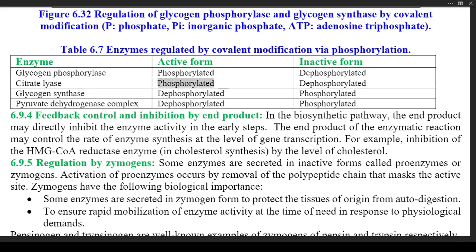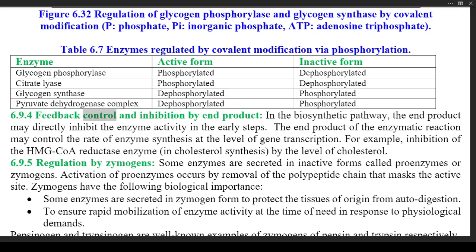Citrate lyase, phosphorylated, dephosphorylated. Glycogen synthase, dephosphorylated, phosphorylated. Pyruvate dehydrogenase complex, dephosphorylated, phosphorylated.